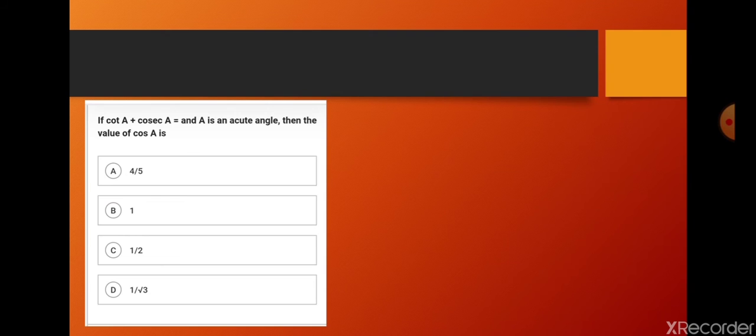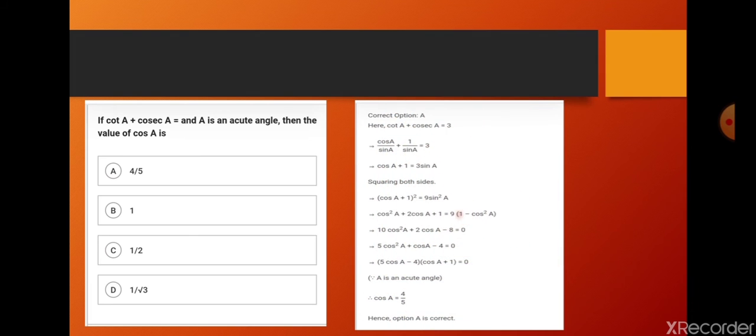Next question is: if cot A plus cosec A equals 3, and A is an acute angle, then the value of cos A is? Option A: 4 by 5, option B: 1, option C: 1 by 2, option D: 1 by root 3. The correct option is A.